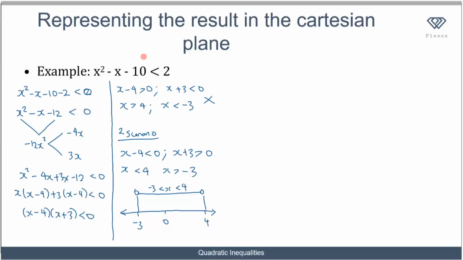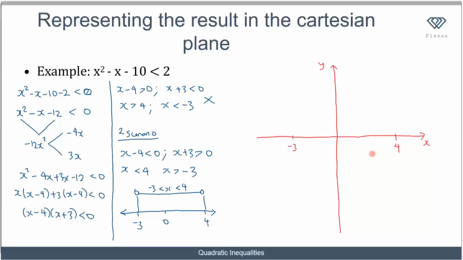So how do we represent this now on the Cartesian plane? The first thing you have to do is sketch the graph of the Cartesian plane. Once you have sketched it, you label your axes. You have x and you have y over here. Then you determine the roots of the quadratic equation. The roots represent the points at which the curve, or the parabola, is going to cut the x-axis. If you look at your solution over here, you can see that the roots are 4 and minus 3. So the parabola will cut the x-axis at the point in which x is minus 3, and at the point in which x is 4.